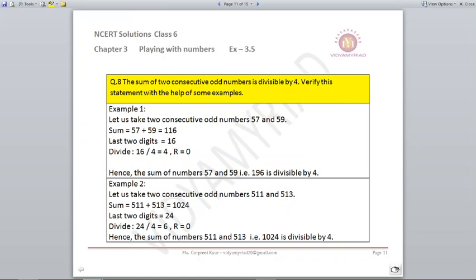So here I have taken two numbers as 57 and 59. Add them together, it is 116. Last two digits are 16 and we know that 16 is divisible by 4. And we can say the sum of the numbers 57 and 59 is divisible by 4. Another example taken here is 511 and 513. So that total comes to 1024 and 24 is the last two digits and we know that 24 is divisible by 4 and hence we can say that the sum of the numbers 511 and 513 is also divisible by 4.